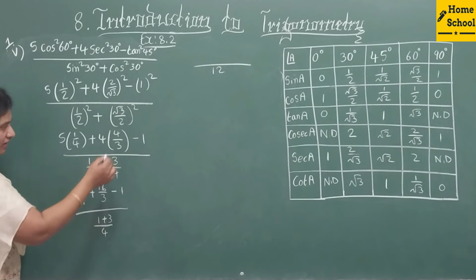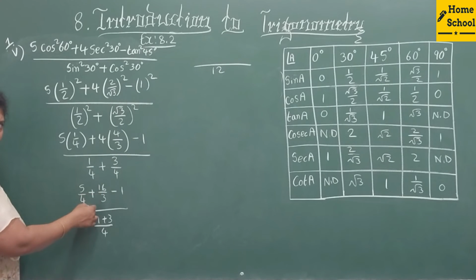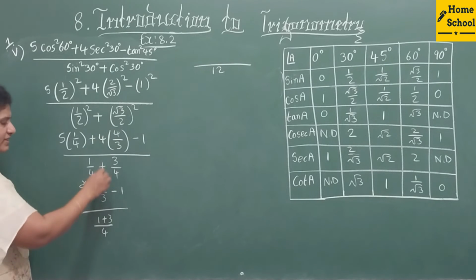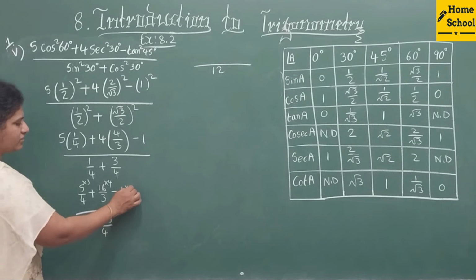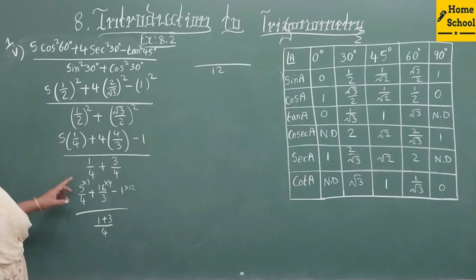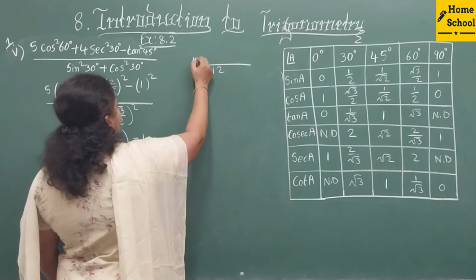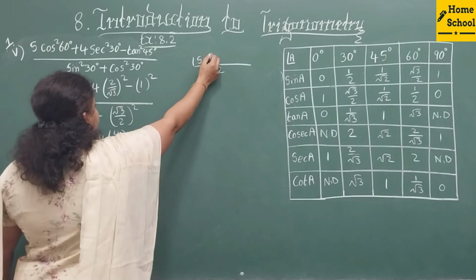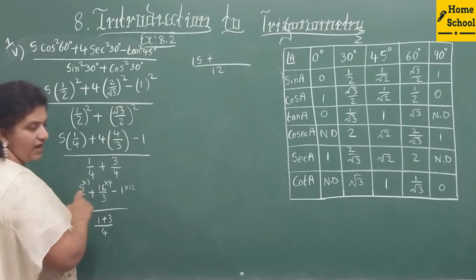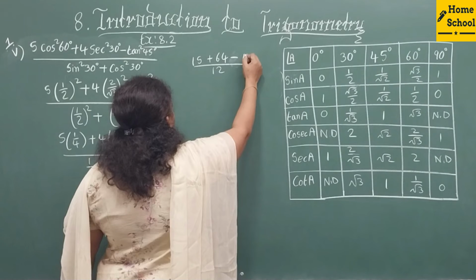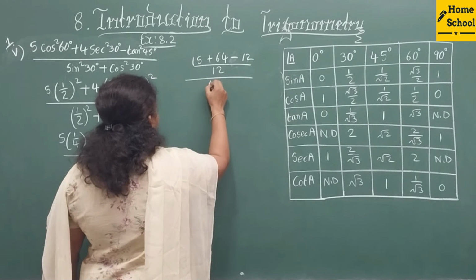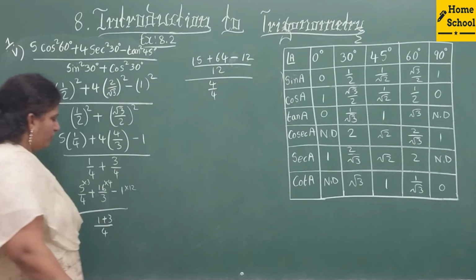So observe here 12 means you have 4. 4 3s are 12. That 3 multiply here. And again 3 you have 3 4s are 12, 4 multiply here. So here nothing there, denominator also multiply 12. Okay. 5 3s are 15 plus 16 4s are 64 minus 1 12s are 12 whole divided by 4 by 4.